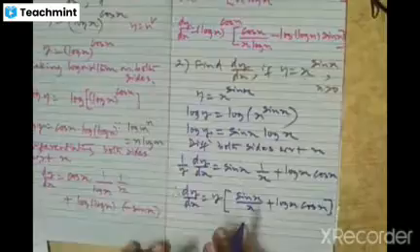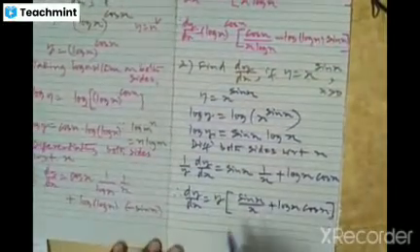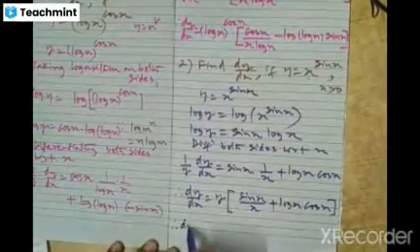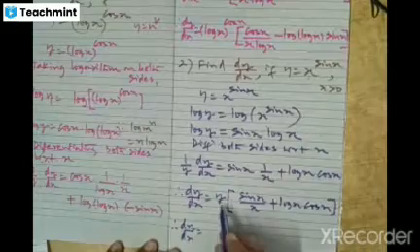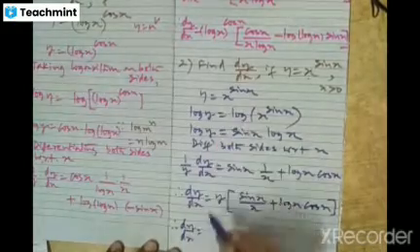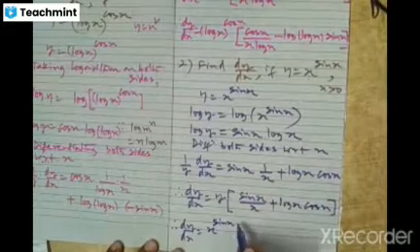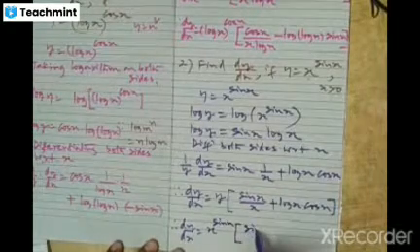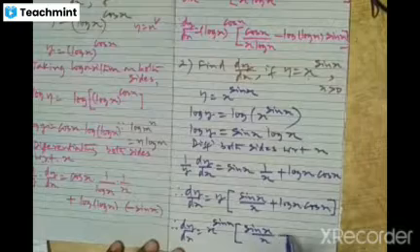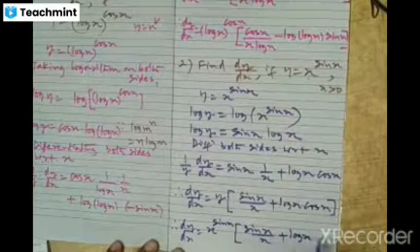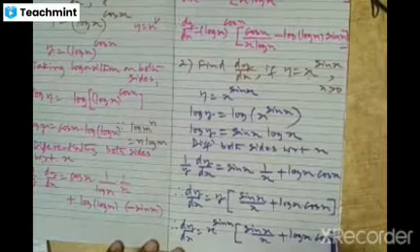But what is y? Y is x power sin x. So, last step. Therefore, dy by dx is equal to, replace y by x power sin x. Dy by dx is equal to x power sin x into sin x by x plus log x into cos x. Correct.